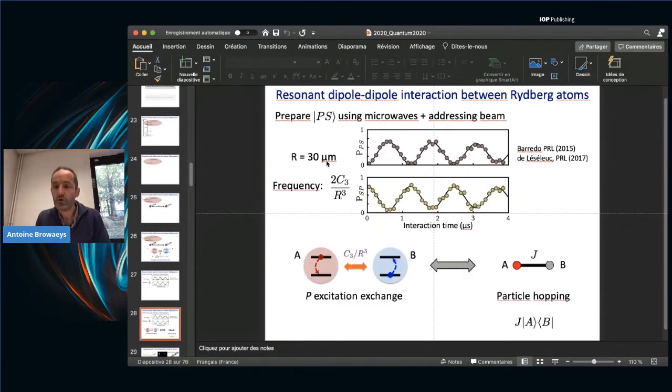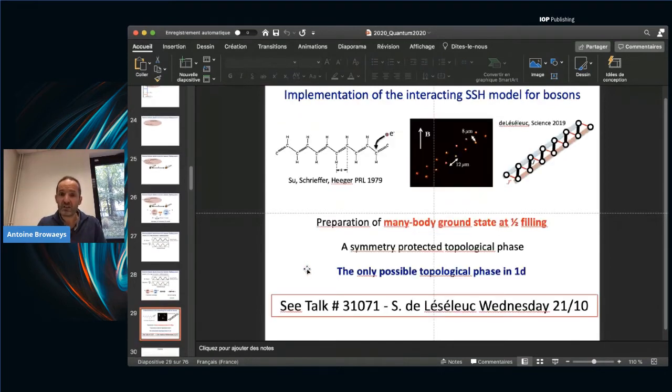Very importantly, you can change the language here and just decide that now those two interacting atoms, which corresponds to the exchange of one p excitation between them, leads to single particle physics of the p excitation seen as a particle, which would hop from a site A to a site B, the site being materialized by the frozen atoms. So once again, two interacting Rydberg atoms, you go to single particle physics of a particle hopping from site to site. We have used this fact recently in order to implement a topological model, which is called the Su-Schrieffer-Heeger model for bosons.